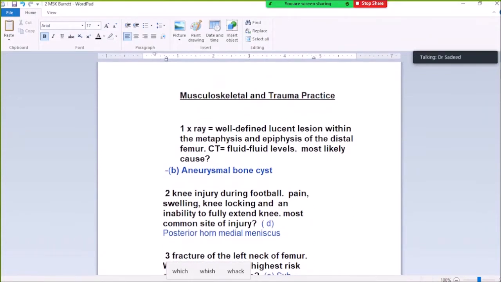Okay, musculoskeletal trauma practice. Question 1. X-ray shows a well-defined lucent lesion within the metaphysis and epiphysis of the distal femur. There is a fluid level. Most likely diagnosis: aneurysmal bone cyst. Fluid level, so aneurysmal bone cyst.